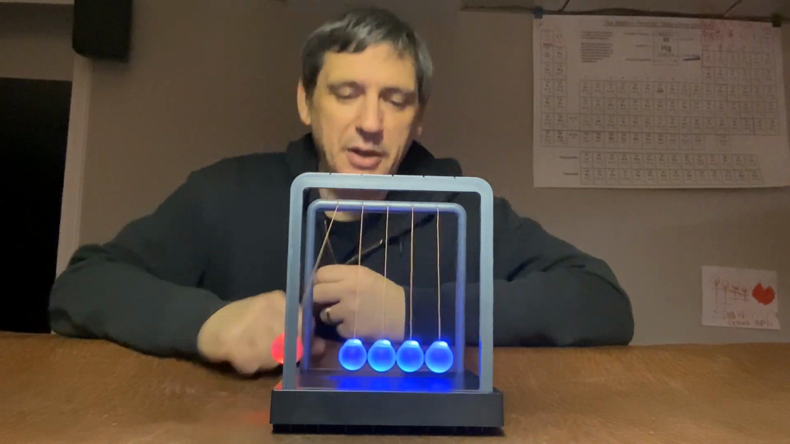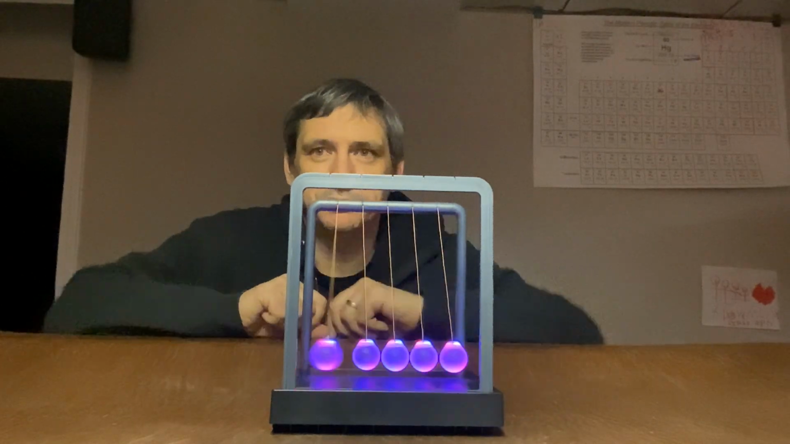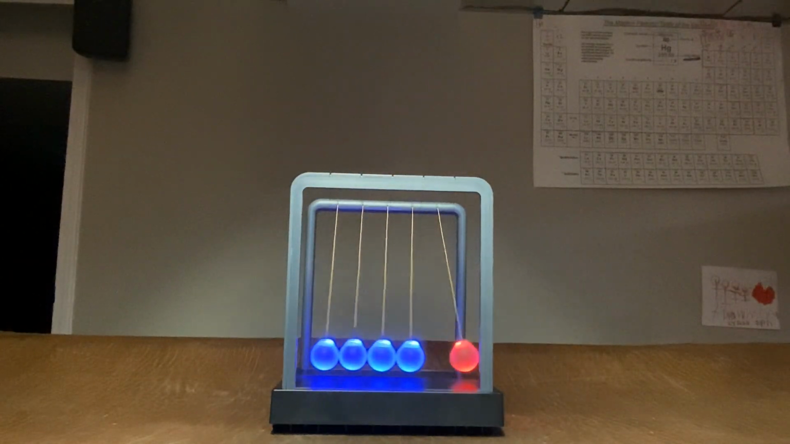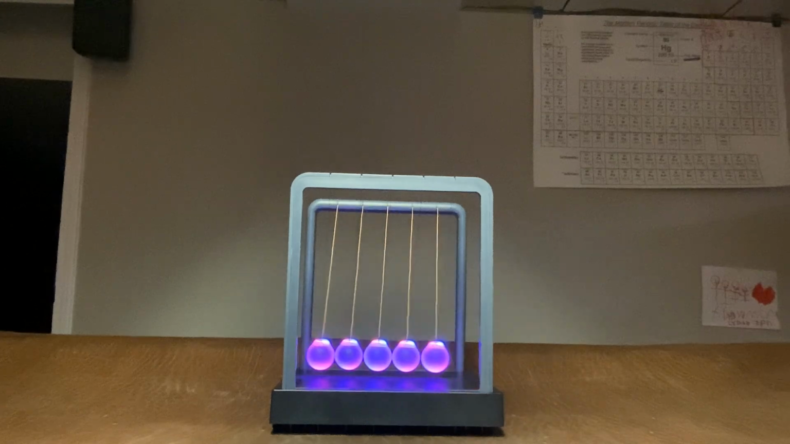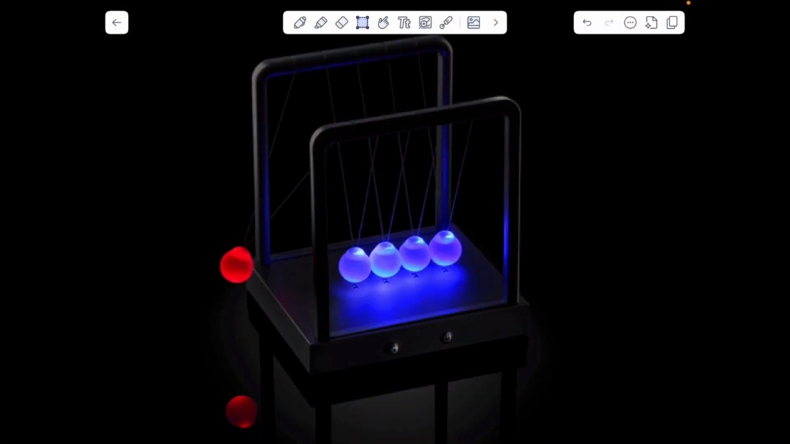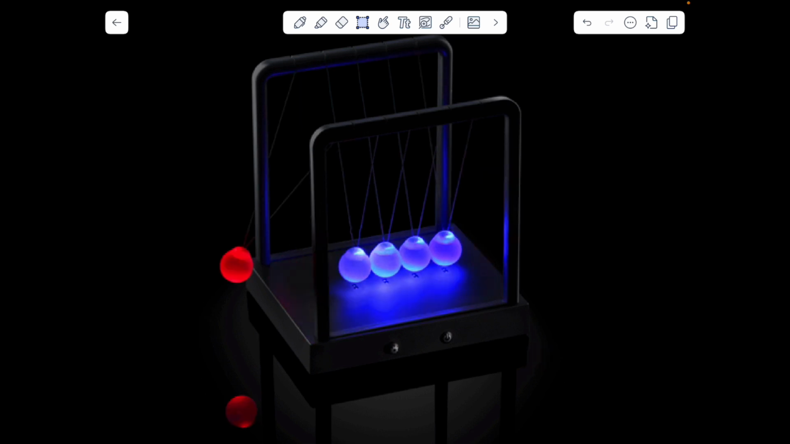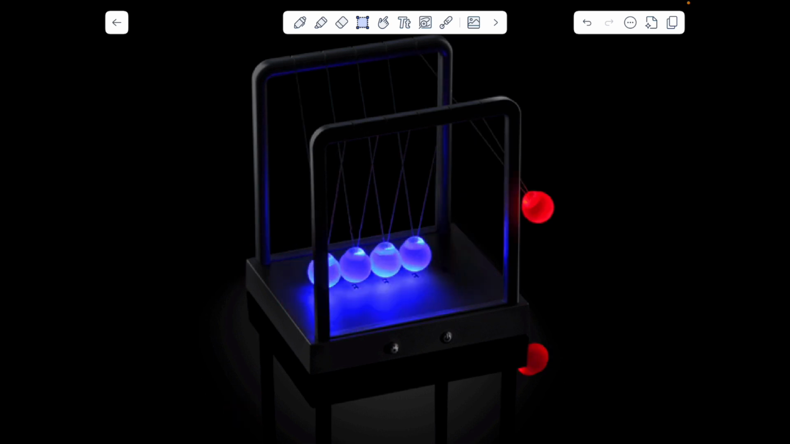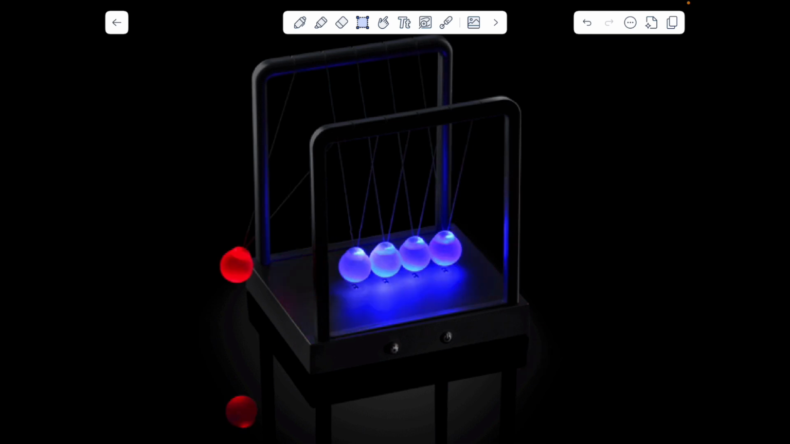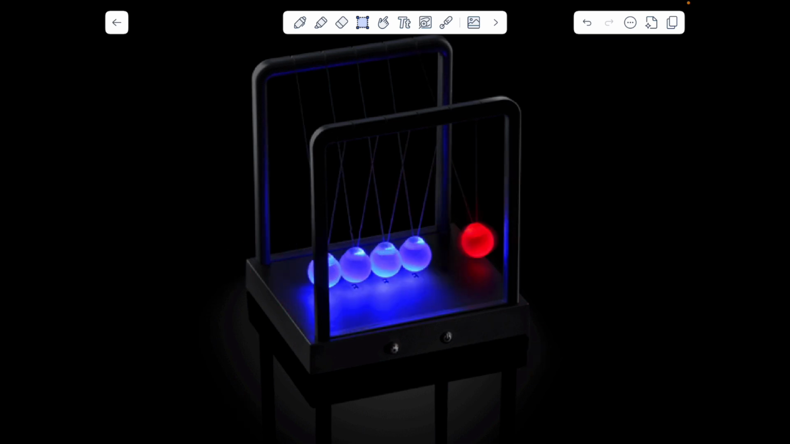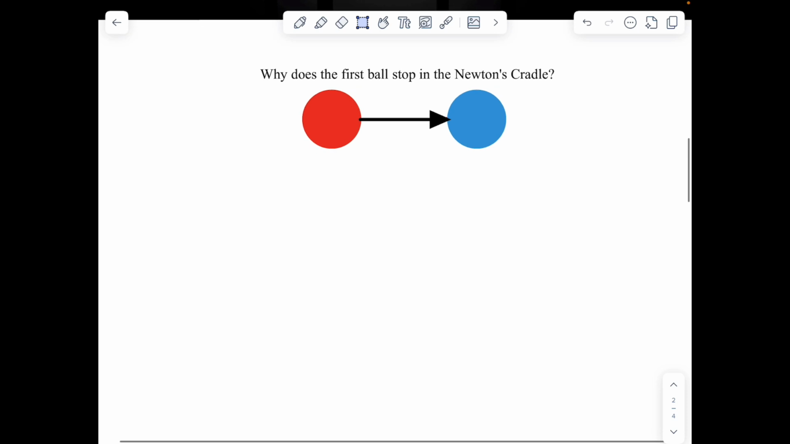So let's see if we can figure out how all this works. How is it that one ball hits the other balls and stops? Let's see if we can figure this out using conservation. Rather than trying to think about all five balls, let's just focus on one ball hitting the next ball. When this happens, the red ball hits the blue ball, and then the red ball stops and the blue ball keeps going. Why does this occur?